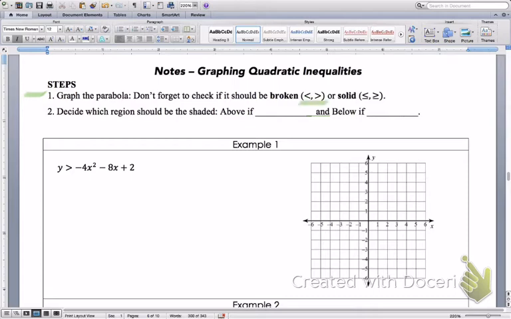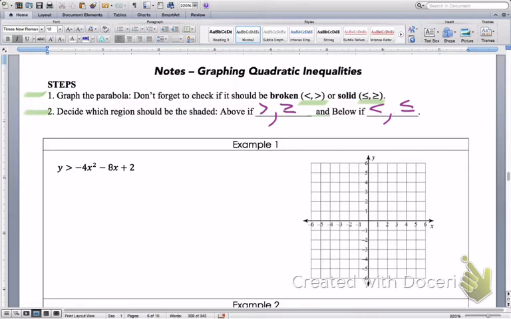The general steps are you're going to first graph the parabola, again either broken or solid based on the inequalities that were given, and we're going to decide which region is going to be shaded, whether it's above or below this parabola based on the symbols. Above is based off of having the greater than symbols, whether it's greater than or equal to. And below is based on the less than and the less than or equal to symbol. So let's go ahead and graph the first one, which is a quadratic in standard form.